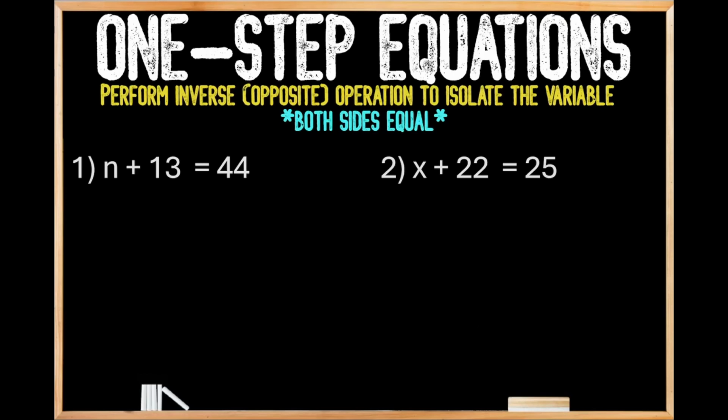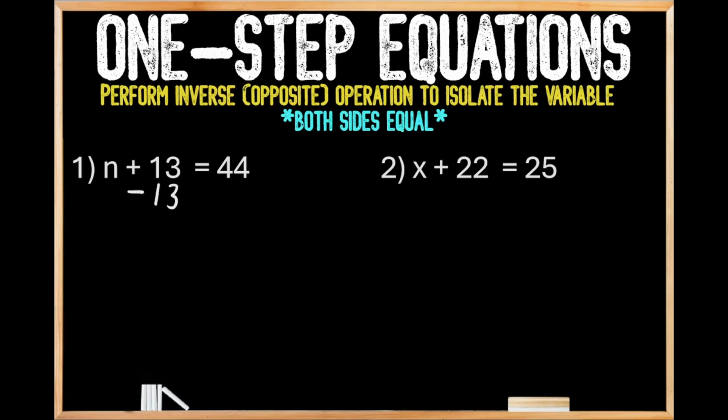As we can see up top here highlighted in yellow, in order for us to isolate our variable of n here, we're going to have to perform the inverse or the opposite operation of whatever is being done to n. So here we can see that we're going to be adding 13 onto n. So in order for us to isolate our variable of n, we're going to perform the opposite operation so that we can undo anything that's being done to our variable. So here we have adding 13, and the opposite operation of adding 13 is subtracting 13. So we're going to subtract 13 here.